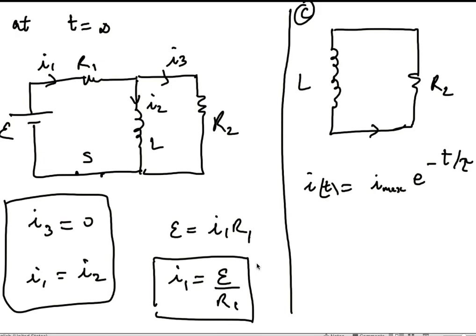So I max is E over R1, and the time constant for this circuit is L over R2, e to the power of minus t over tau, where the time constant is L over R2.